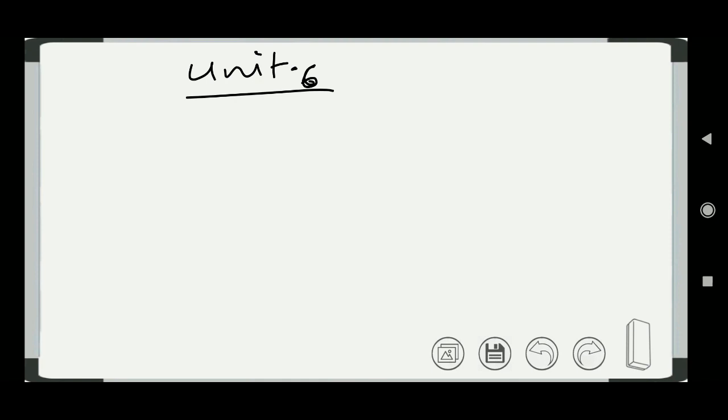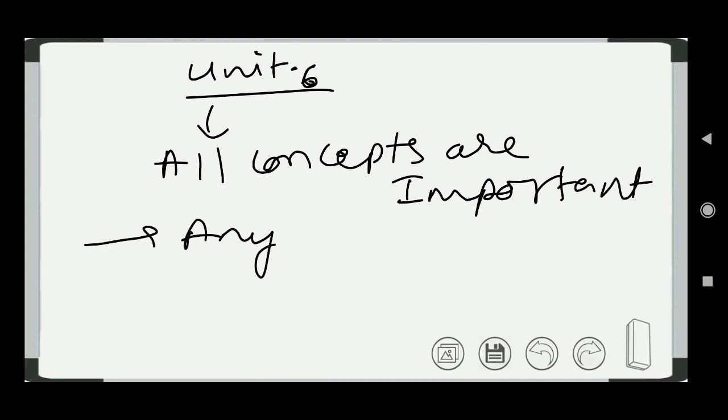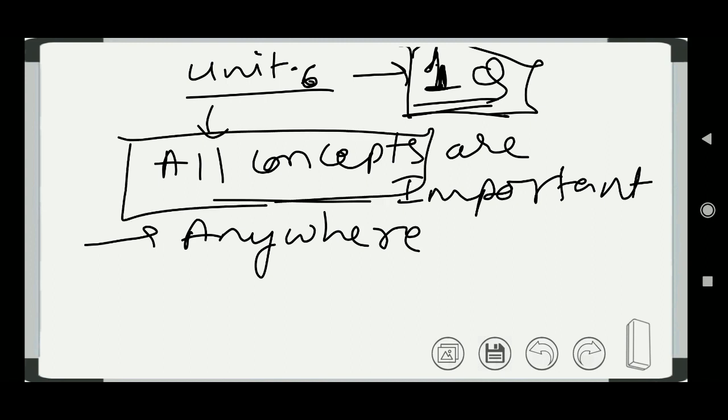Next, unit 6, here all concepts are important. All concepts are important for the exam. So a question may come anywhere. Anywhere they ask a question in this unit, definitely there will be one question on this unit. So be prepared, definitely one question will come on this chapter. All concepts are important, remember.